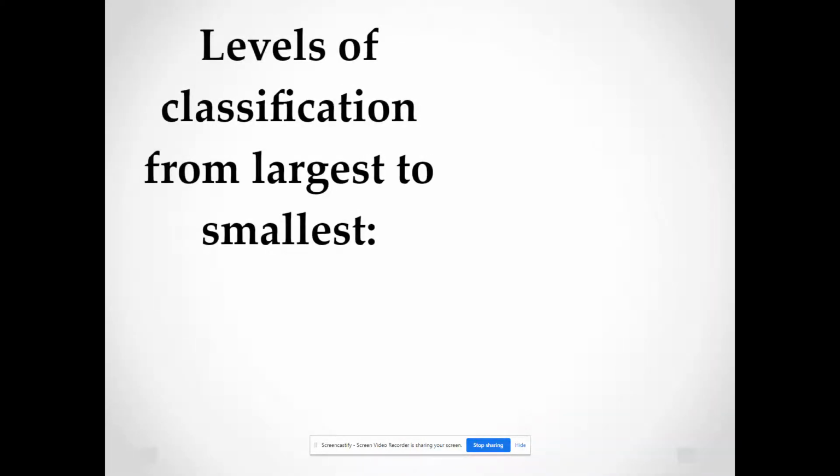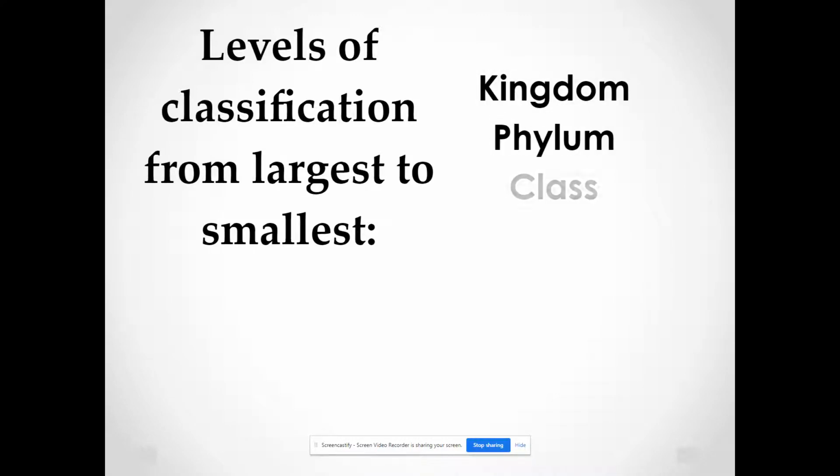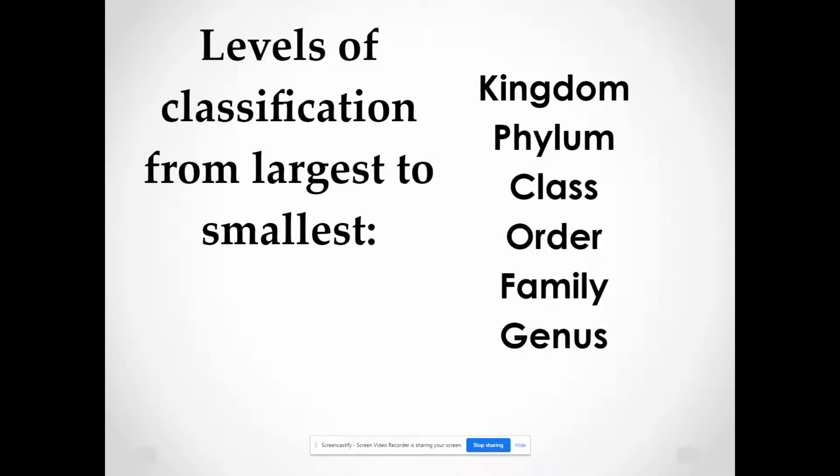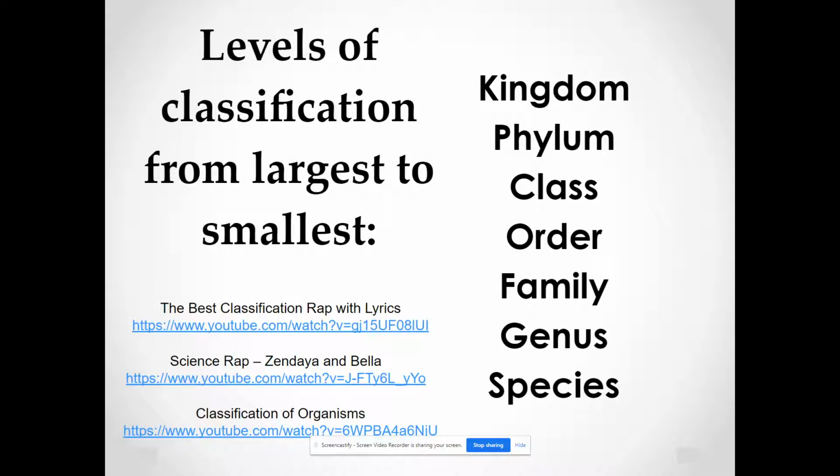The levels of classification are what? Say it with me. Kingdom, phylum, class, order, family, genus, and species. Don't forget that the genus and species, we call it the binomial nomenclature. I need everybody to write that in your notes right now on page 14. Binomial nomenclature. I'm going to write that on the board.